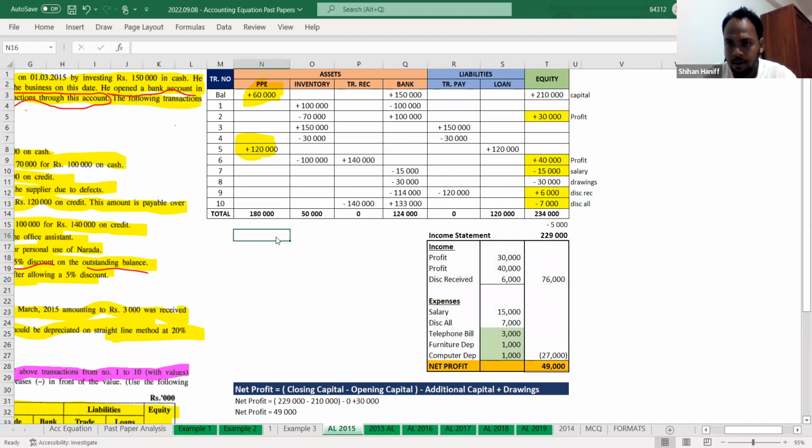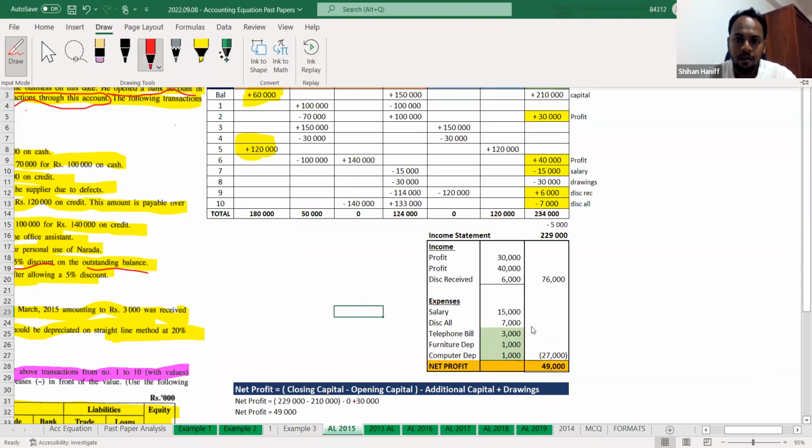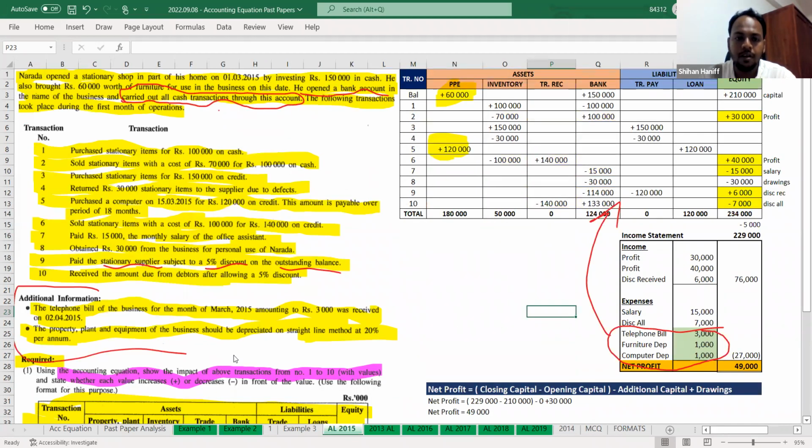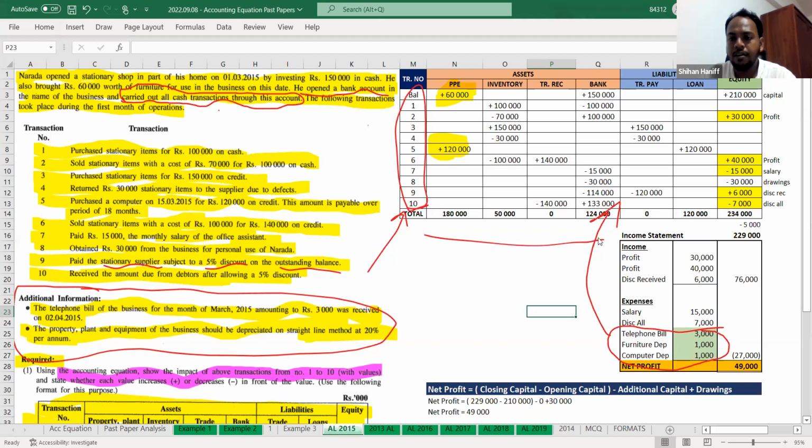There was another question. So how did you get the 5,000? 5,000 means these three: telephone bill, furniture depreciation, and the computer depreciation. These are not in the accounting equation. It was separately done. See the additional information. This additional information is not here. Only up to 10 we have done here. So that is why I've taken these three expenses: 3,000, 1,000, 1,000. We clear.